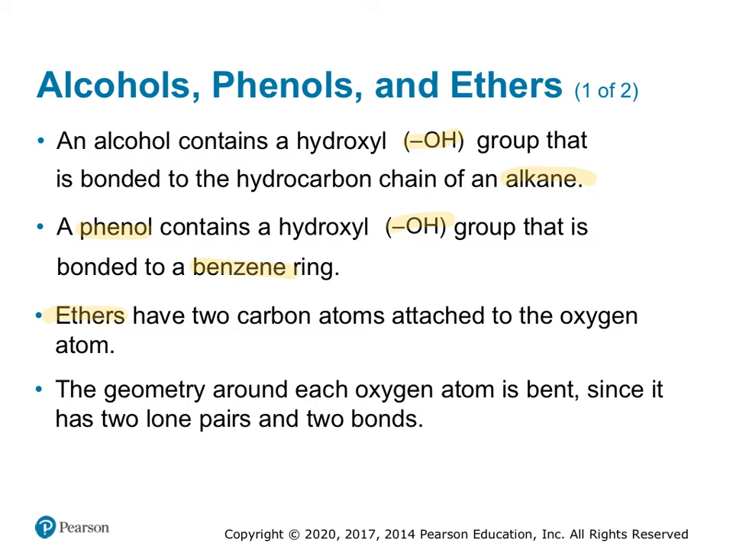Ethers have two carbon atoms attached to a single oxygen atom in the middle. So there are two carbon atoms on either side of the oxygen. The geometry around each oxygen atom is bent. Remember, the oxygen atom has two lone pairs of electrons, giving us that bent shape around the two bonds around the oxygen.